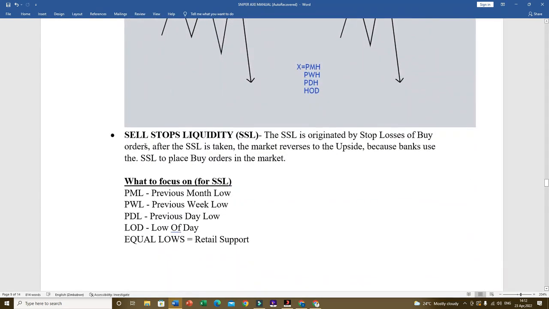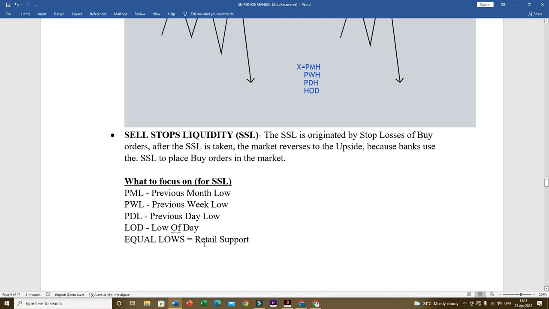Then the second one, we have what we call sell stops liquidity, right? So this one is originated by stop losses of buy orders. After the sell stops liquidity is taken, right, the market reverses to the upside because banks use this to place orders in the market, right? So we actually focus on the previous month low. If you're a swing trader or a position trader, focus on the previous month low, previous week low, previous day low. If you're an intraday trader, previous low of the day, low of the day for that very day, right?